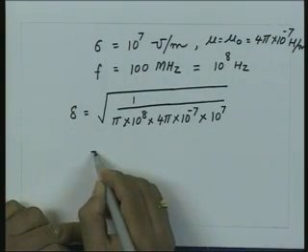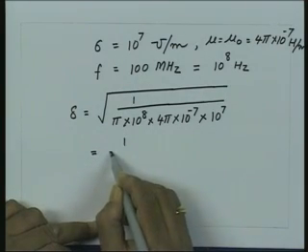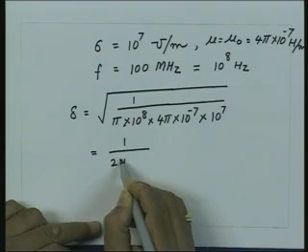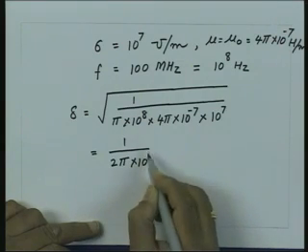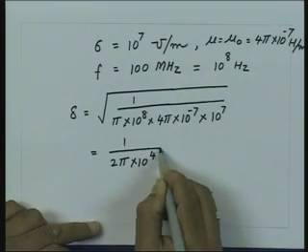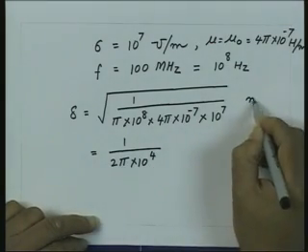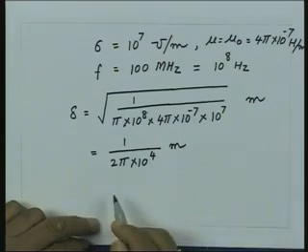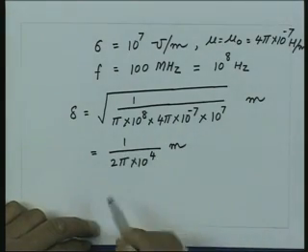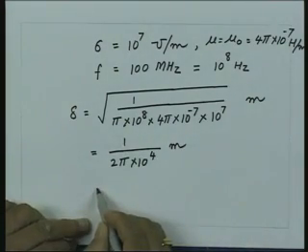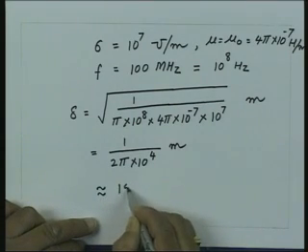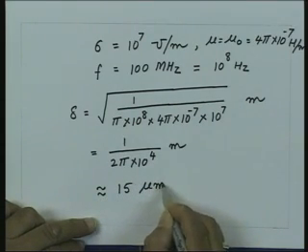If I simplify this, this will be 1 upon 2 pi into 10 to the power 4, in meters. I can multiply this by 10 to the power 6 to make it micrometers. So, this will be approximately about 15 micrometers.